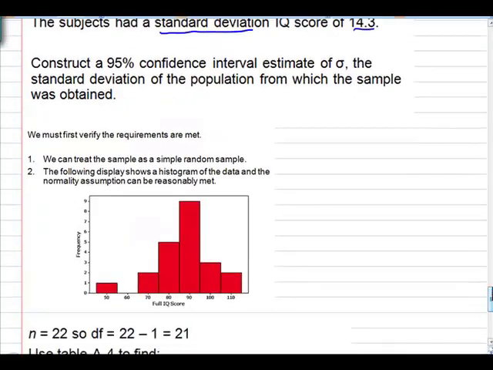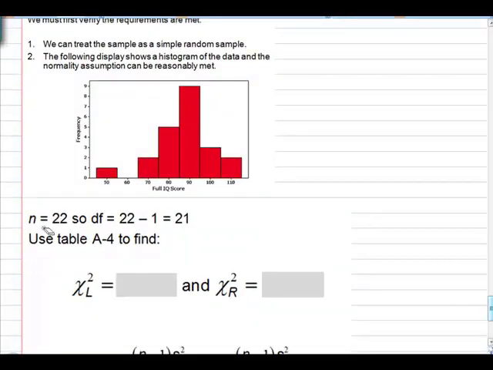First, we have to verify that the requirements are met. Unless you were provided this, you wouldn't know what the distribution was. So the following display shows a histogram of the data, and the normality assumption can be reasonably met. Seems reasonable, unimodal, symmetric. I would be a little leery because of that gap right there, but if the author says it's okay, we're going to go with that. It's clearly not skewed. N equals 22, that's our sample size. The degrees of freedom then would be 21.